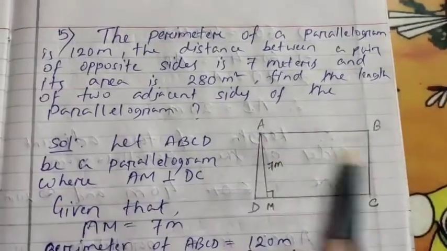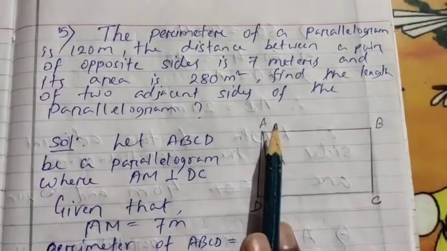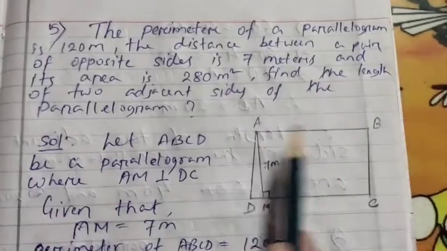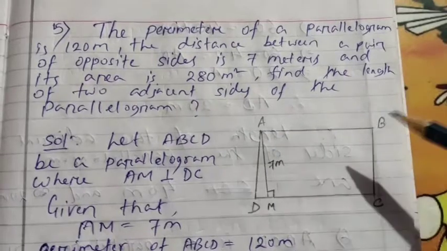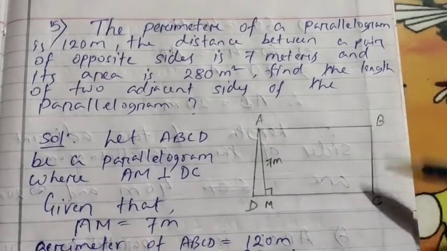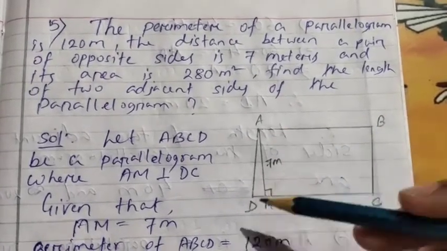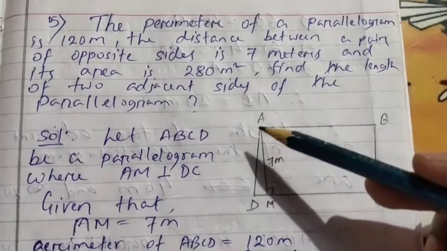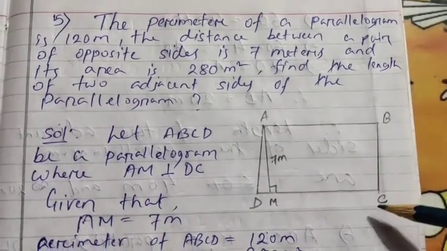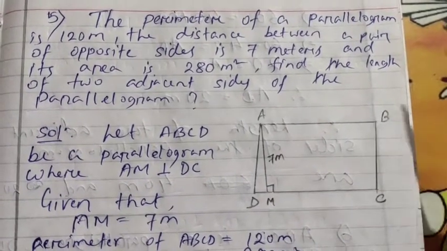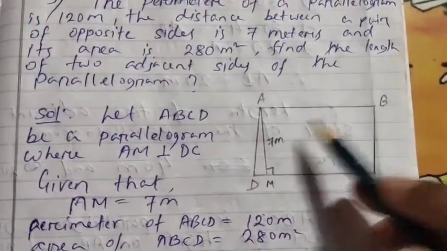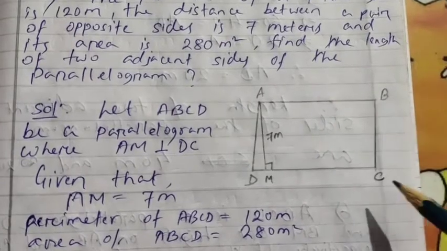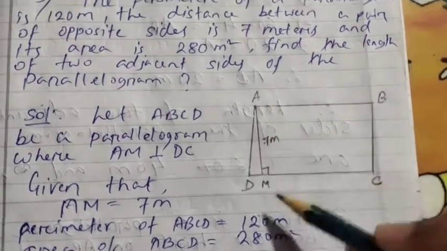Okay, so let us consider ABCD is a parallelogram, and in case of a parallelogram, the adjacent sides are actually AB. If you consider AB, then AB and BC will be adjacent, then AB and AD will be adjacent. AD and DC will be adjacent, DC and BC will be adjacent. That means your target is to find AB and BC, or AD and DC, like this.